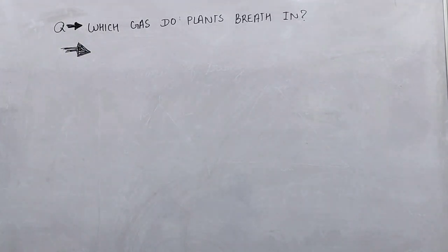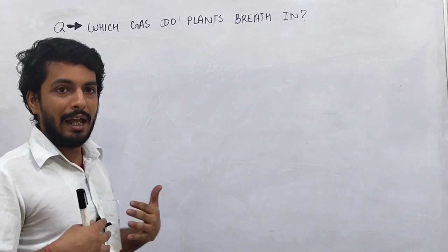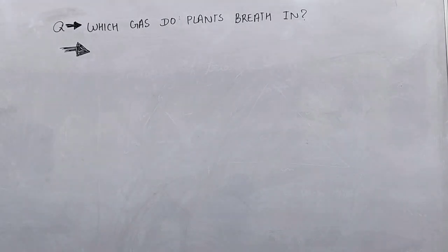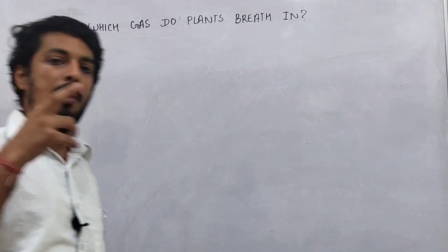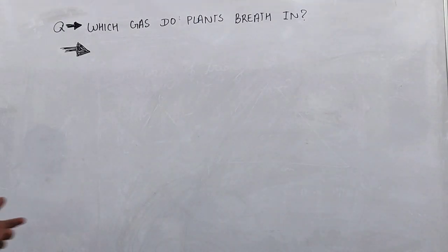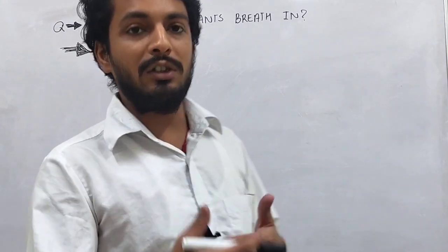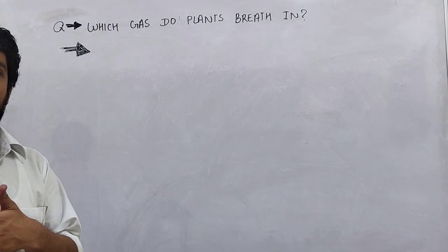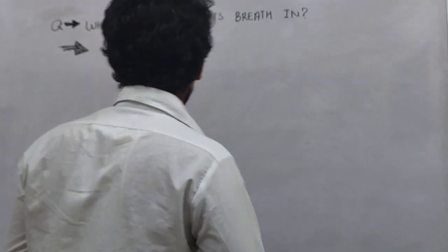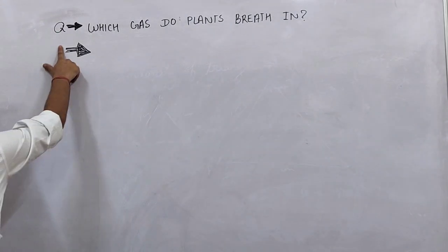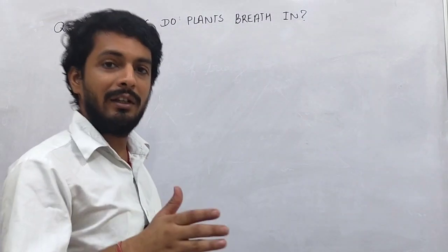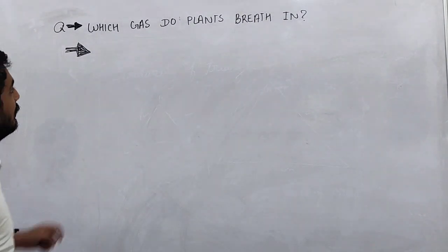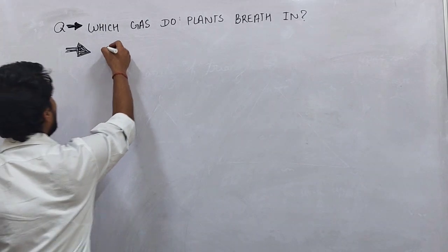So now we are going to discuss which gas do plants breathe in. Like an animal cell, we humans, as animals, which gas do we breathe in? Our body cells require oxygen for the process of respiration, for breaking down glucose molecules into ATP, that is the energy currency of the cell. So like us, plants also require oxygen for their respiratory processes. So the answer to this question, which gas do plants breathe in, will be oxygen.